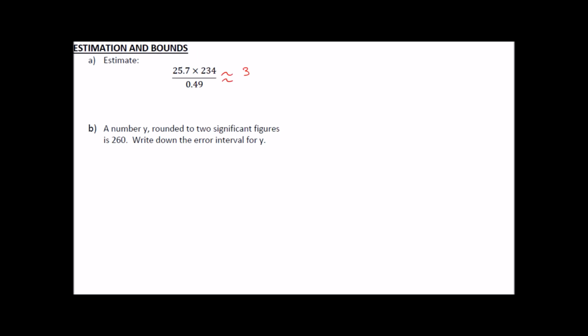So 25.7 would go to 30, 234 would go to 200, and 0.49 would go to 0.5. So to work this out, 3 times 2 is 6, and add 3 zeros, so 6,000 divided by 0.5. Now, to do this one, either you need to know that there's two 0.5s in every whole one, so divided by 0.5 is the same as doubling, so that's 12,000. Or if it was a more difficult decimal, I would times top and bottom by 10 to get rid of the decimal place and end up with 60,000 divided by 5, and then you can use the bus stop method or whatever you need to do to get that division done.